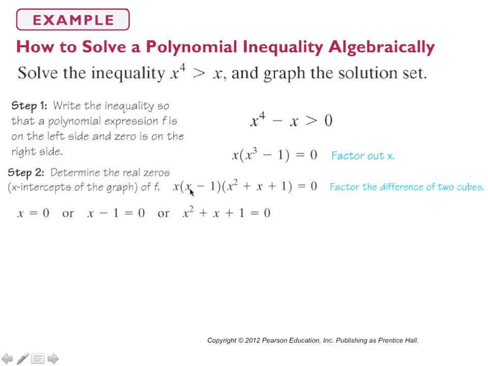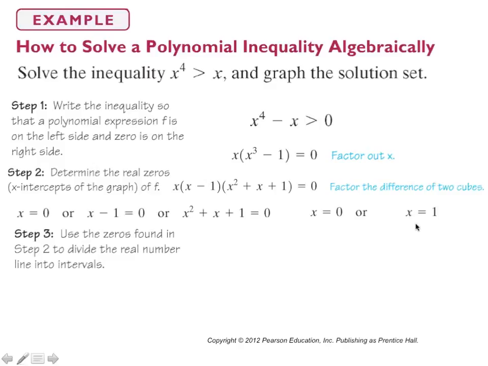So our real zeros are going to be 0, that's from this part right here, and 1, and that's from this part right here. This x squared plus x plus 1, if you do the quadratic formula, what you'll end up with is a negative under your square root. So we don't have any real zeros from that one. So we just have 0 and 1.